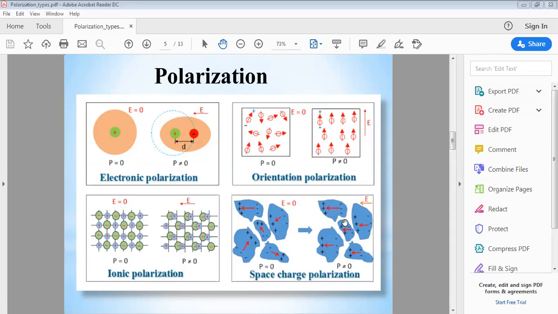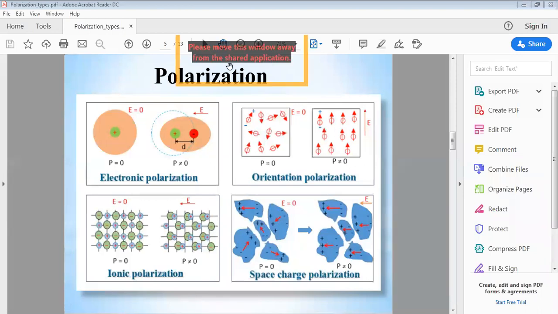In the case of space charge polarization, these are the charges created on the grain boundaries. In the last semester, in the 5th unit, we studied the single crystal and the polycrystalline material. In a polycrystalline material, you will have many minute crystallites called grains. On the grain boundaries, you will create some charges.